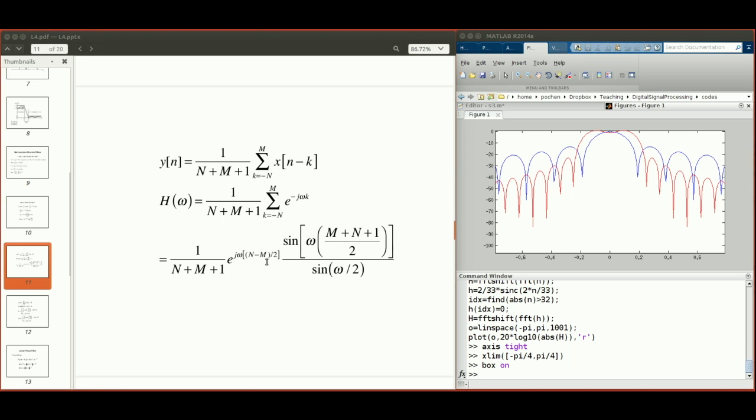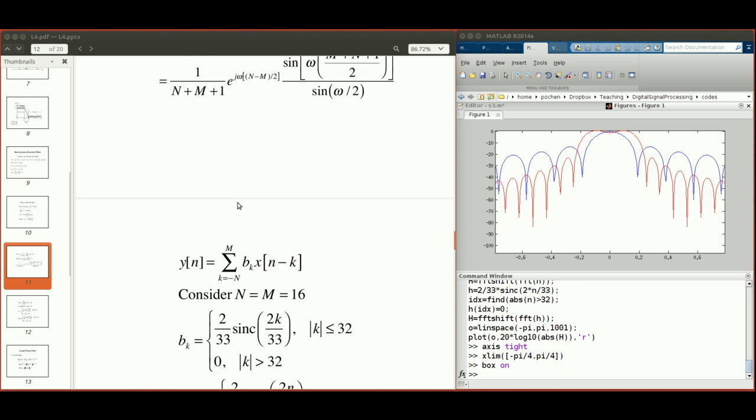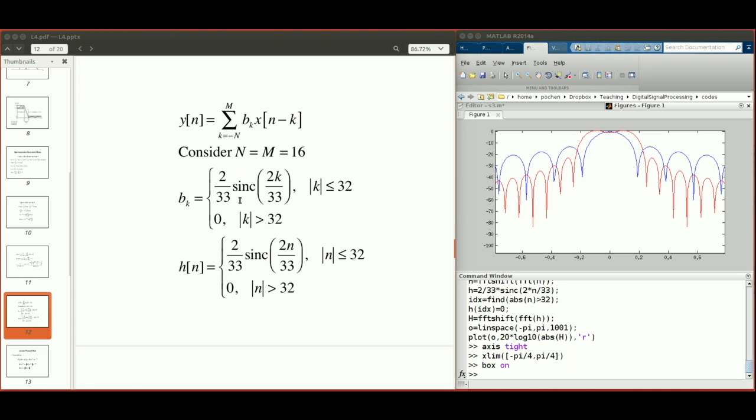And we did a comparison using 16 points, right? Big N equals big M equals 16. And then we also did a comparison with 32 points, the 32-point moving average, and we found that the 32-point moving average actually performs better than the 16-point moving average, right? And then we did one more generalization.